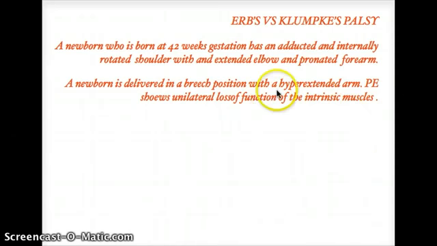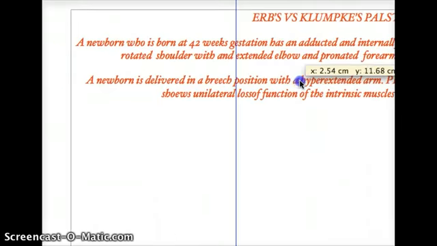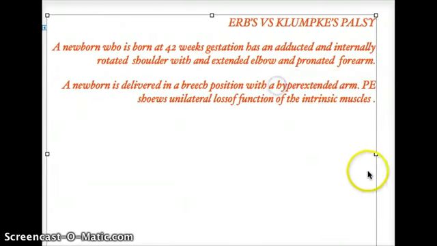In this case, since it's saying hyperextension of the arm, I can guarantee you that this is Klumpke's, because I know Klumpke's has to do with C8 to T1, and Klumpke's is usually affected when the arm is hyperextended. The key word in this case is hyperextension of the arm.